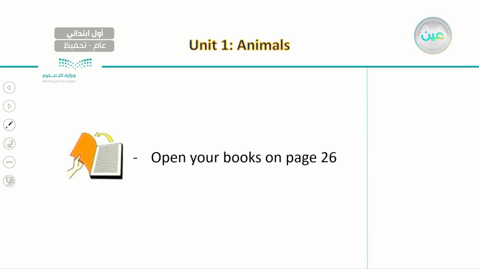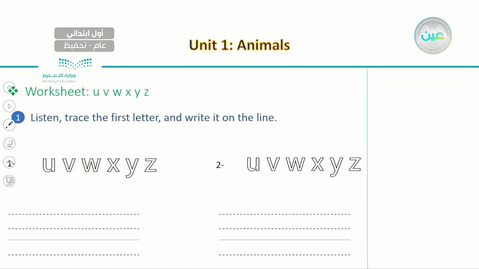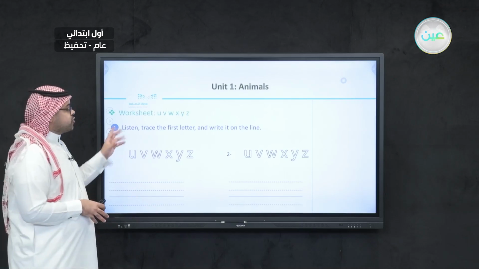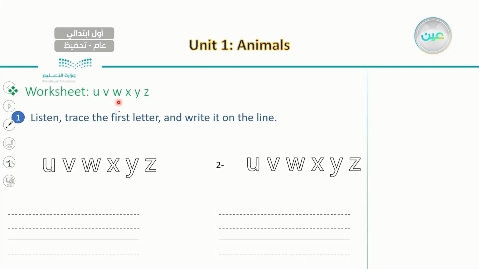But first, I would like you please to open your books on page 26. As I was saying, we did practice these worksheets in the previous semesters, where we have several letters like the letters you can see here, and all we have to do is trace them first, and then after we finish tracing these letters, we write them here on the line.